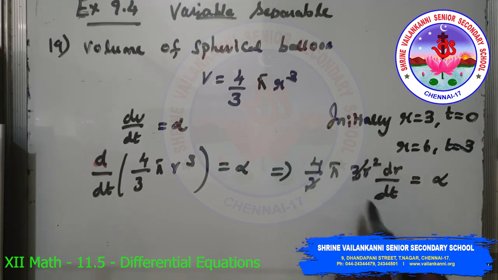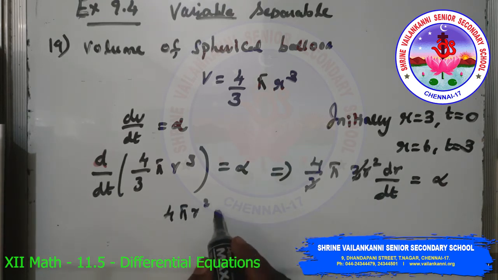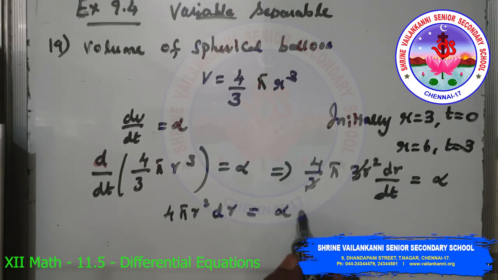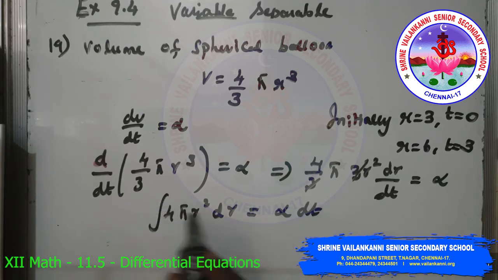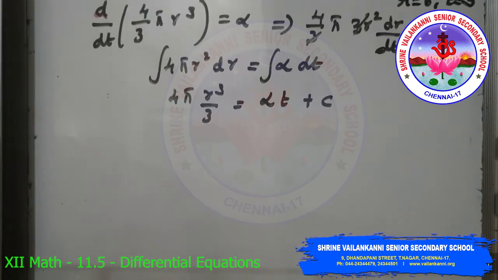Here 3 and 3 will get cancelled. So 4 pi r square dr equals alpha into dt. Integrating both sides, we get the integral of 4 pi r square dr equal to the integral of alpha into dt. So 4 pi times r cube by 3 is equal to alpha into t plus some constant c.